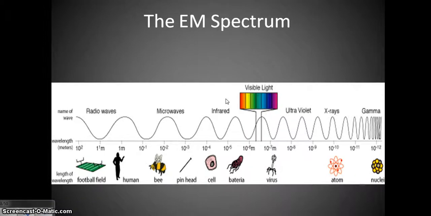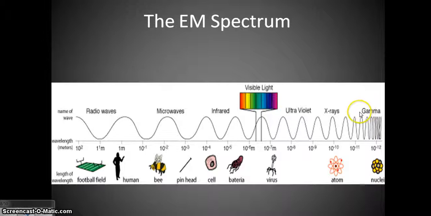Now this is the spectrum, and I think this is a pretty good representation of the wavelength of the different electromagnetic waves. And you're definitely going to be responsible for knowing these 7 types, and you'll see that they're listed across the top, and knowing the order.